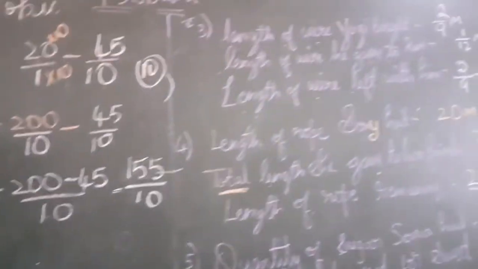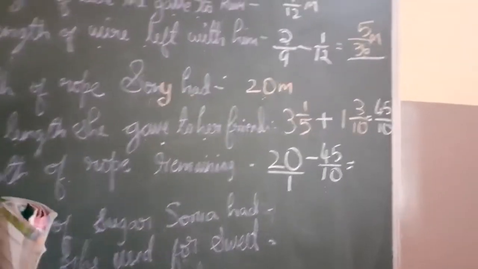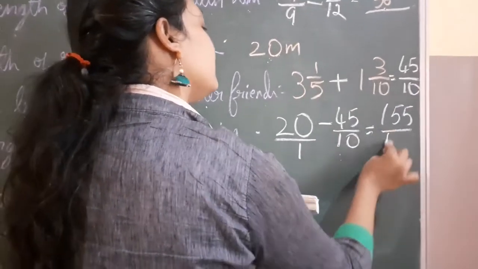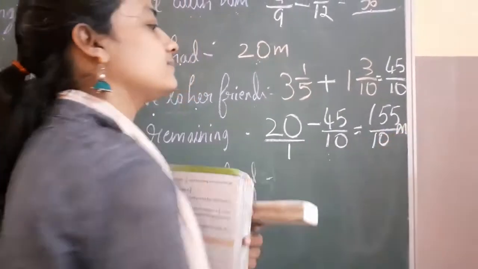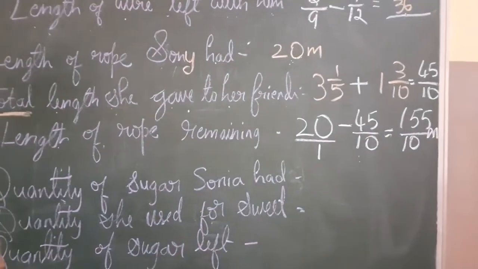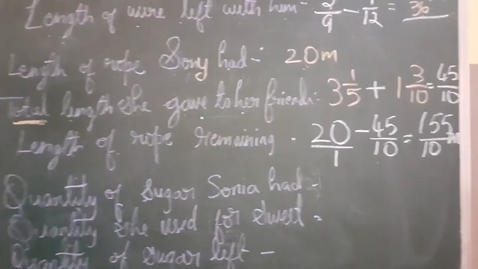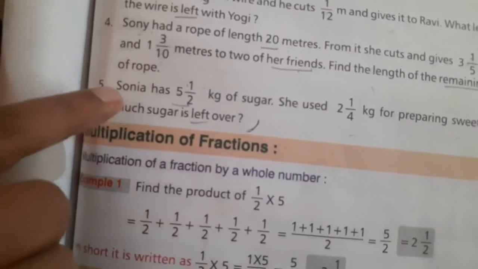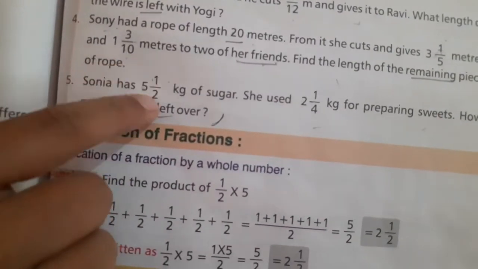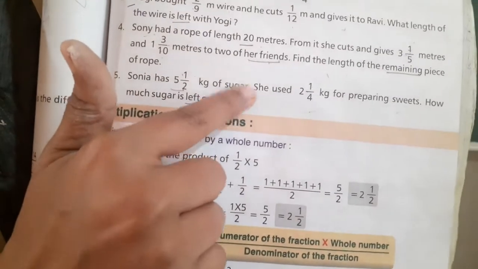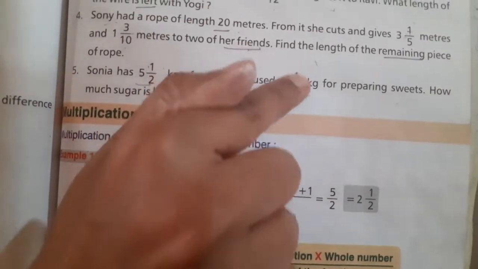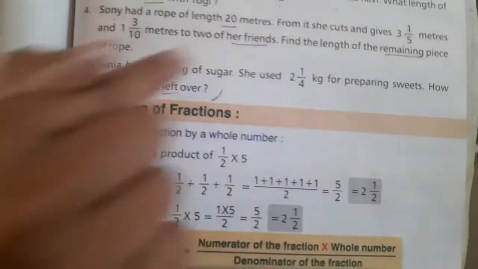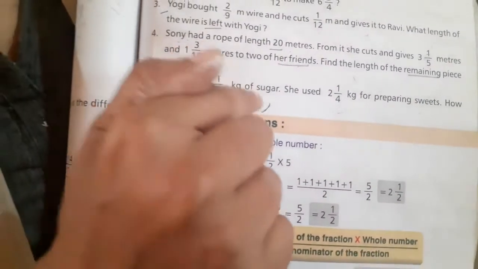So what is the length of rope remaining with Sony? It is 155 divided by 10 meters. So we finished with the fourth one. Now let us start with the fifth question. That is, Sonia has 5 1 by 2 kg of sugar. She used 2 1 by 4 kg for preparing sweets. How much sugar is left over?